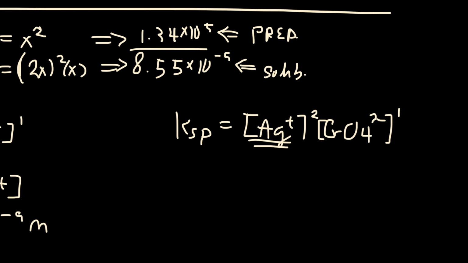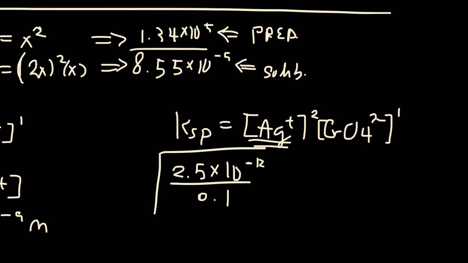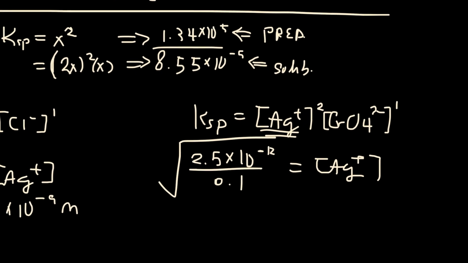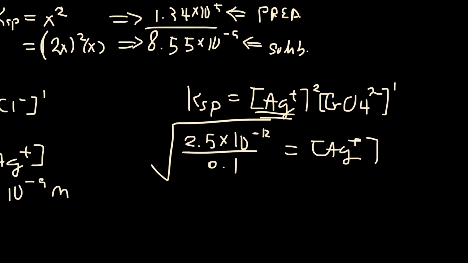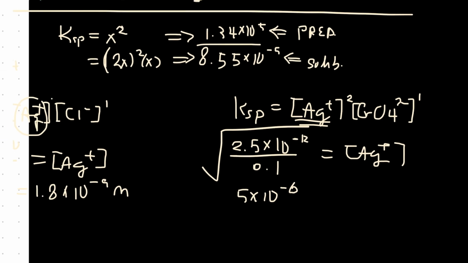So the KSP is 2.5 times 10 to the negative 12 divided by the initial concentration already in the solution. Make sure to square it because of the way we set it up. Don't forget about that. So that will give us a concentration of 5 times 10 to the negative 6 molar.